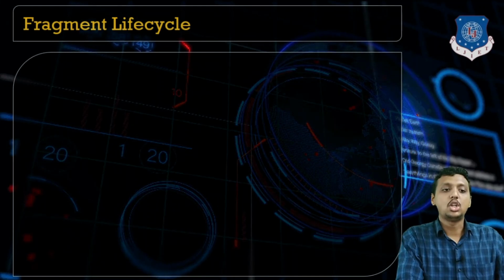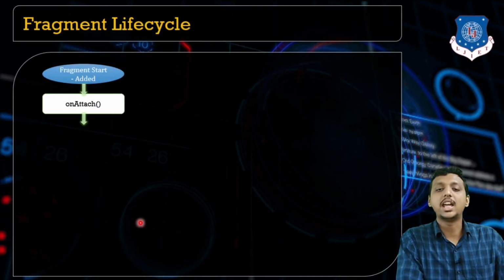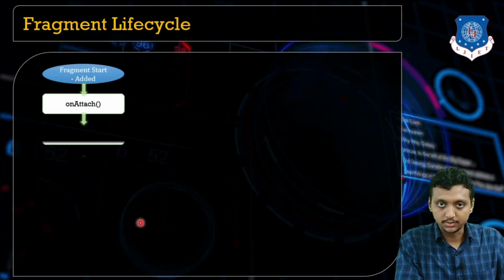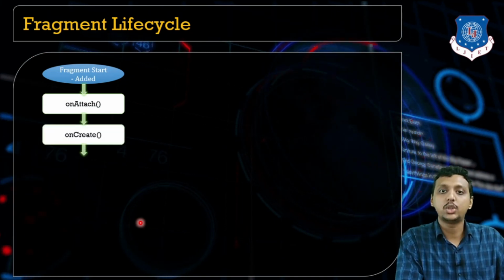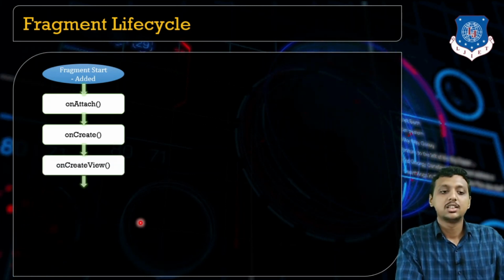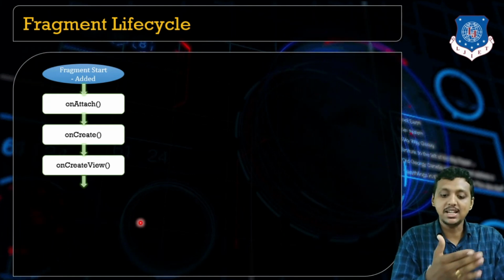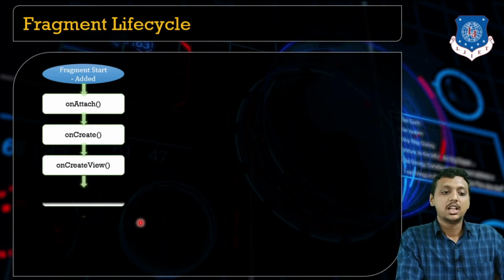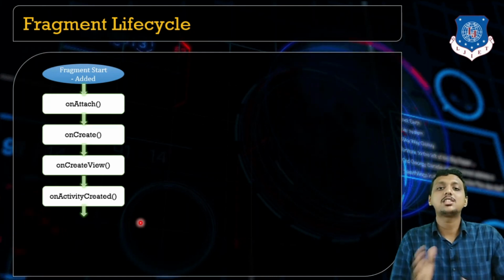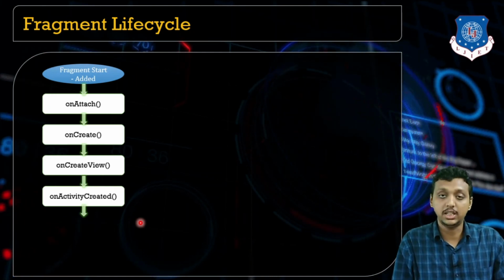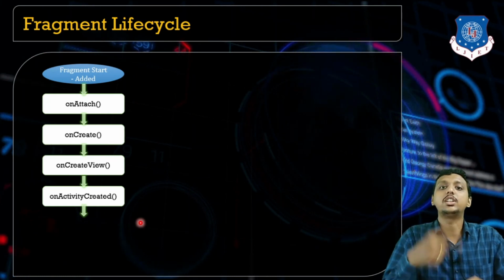So when we talk about the fragment lifecycle, first the fragment gets started, then the onAttach method is called. After attaching the fragment to the activity, we need to create the fragment instance. After creating the fragment instance, we bind the view components to the fragment. Then onCreateView is completed, and then onActivityCreated is called. This method is called when the activity gets successfully created. Now your activity instance and the fragment instance are both ready to interact with the user.